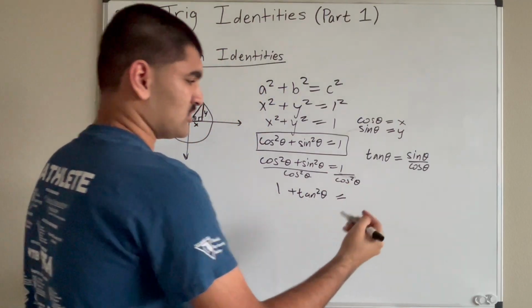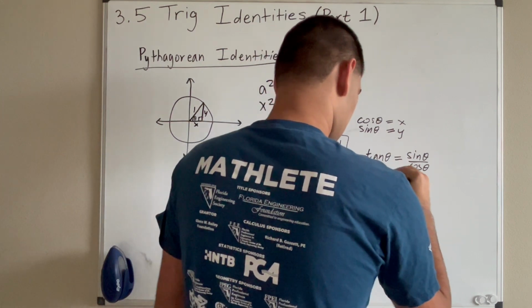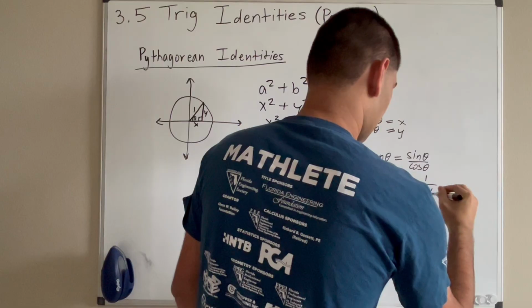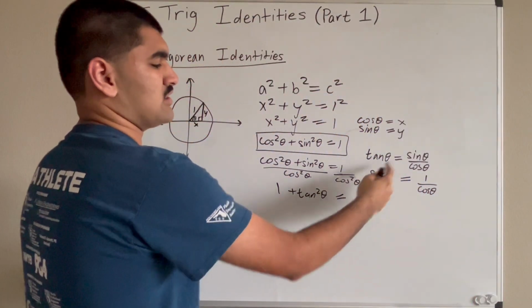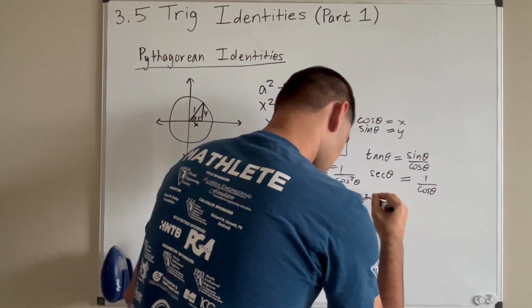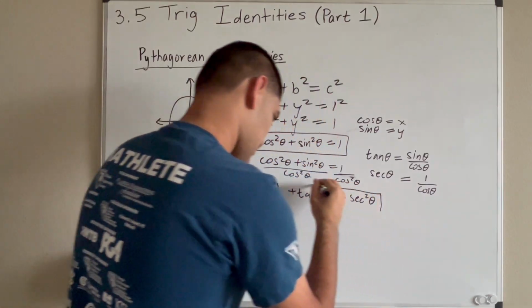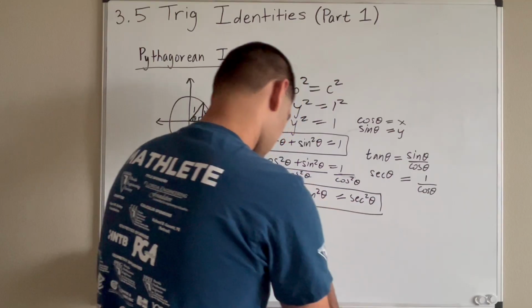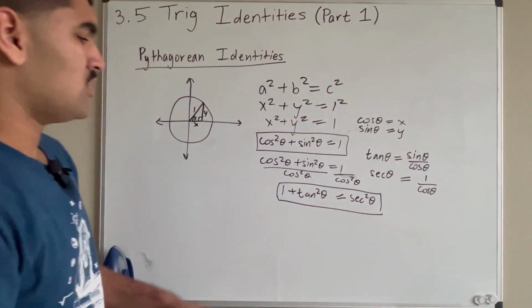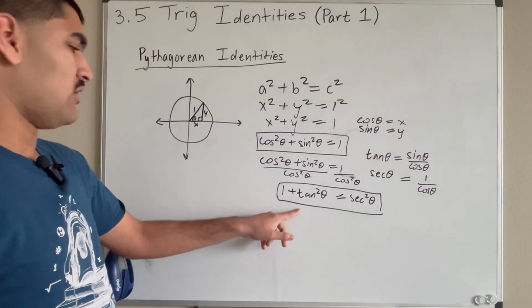And then 1 over cosine squared. So we know that secant theta is 1 over cosine. So then therefore secant squared is 1 over cosine squared. So this side just becomes secant squared. So this is the second Pythagorean identity.